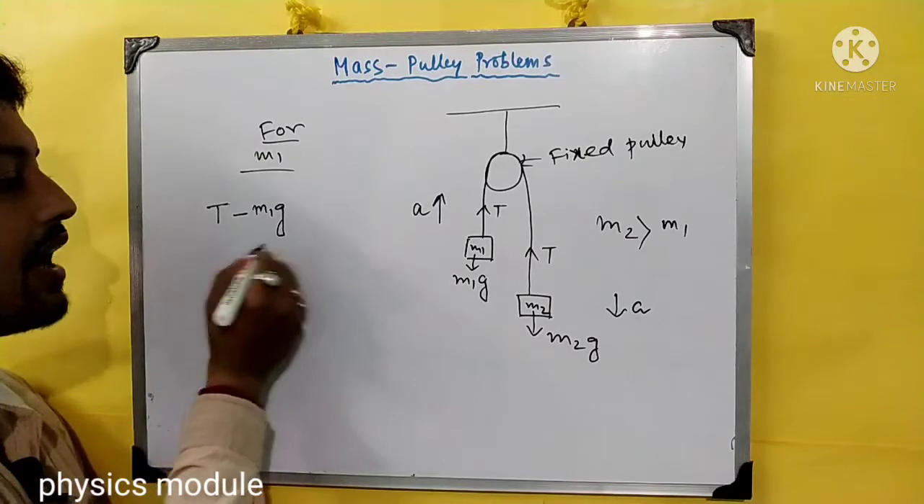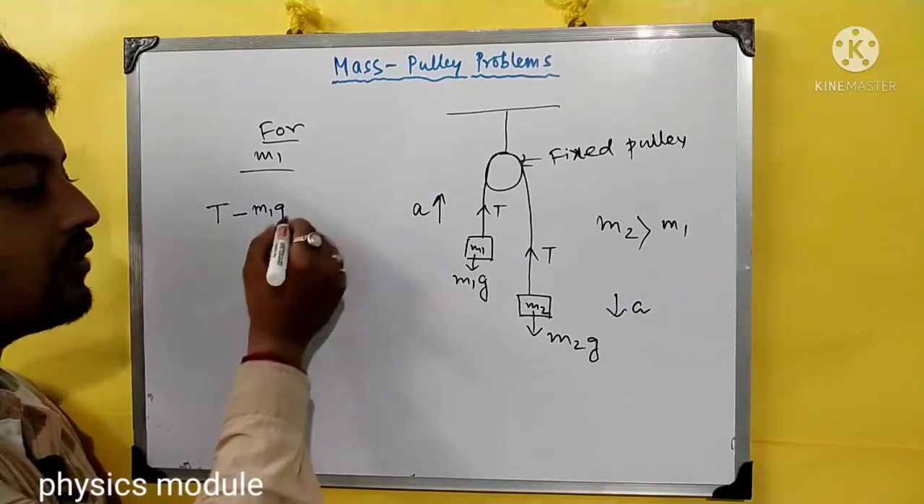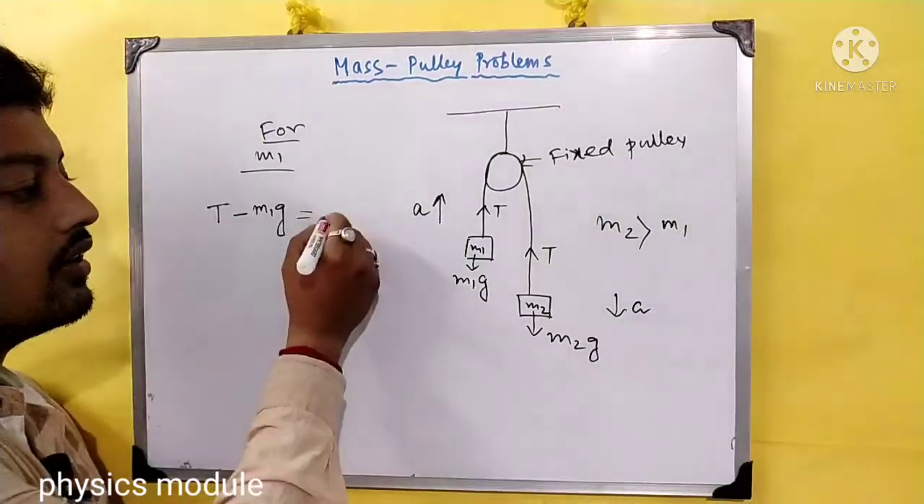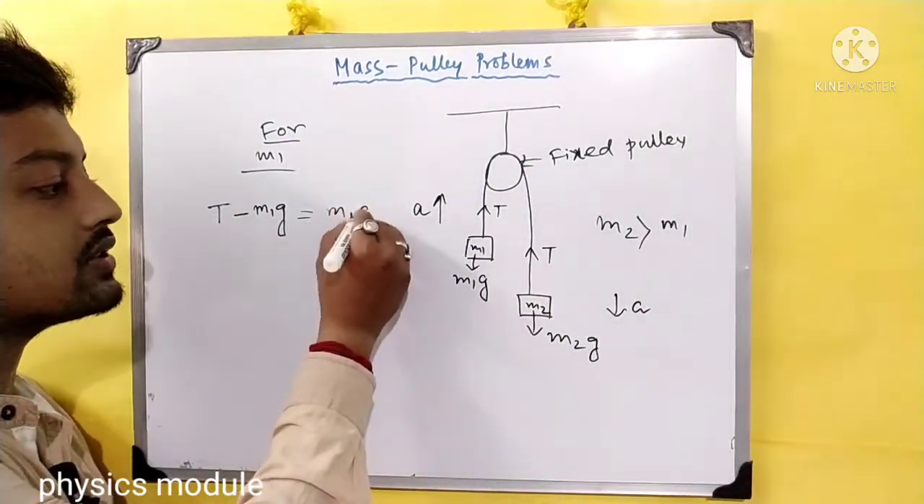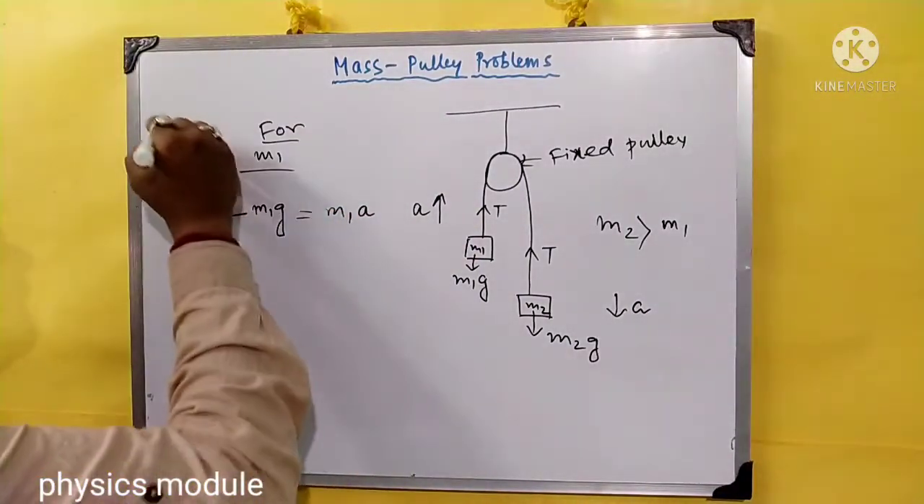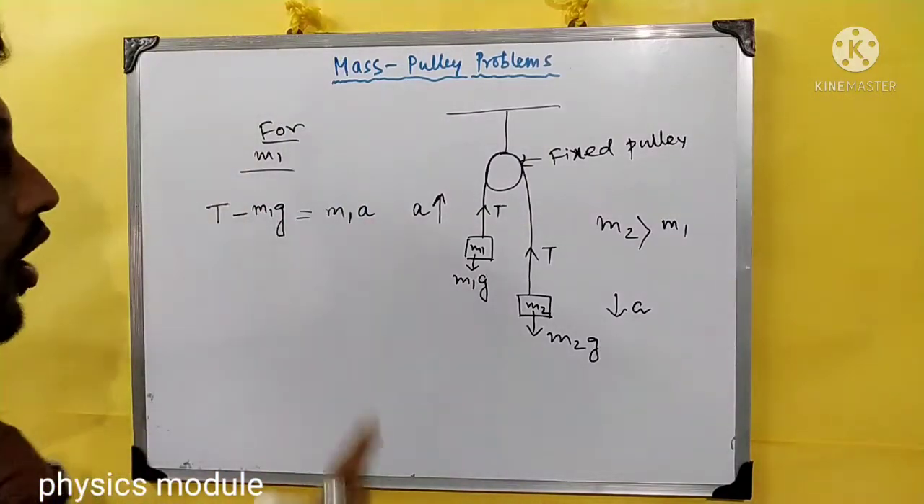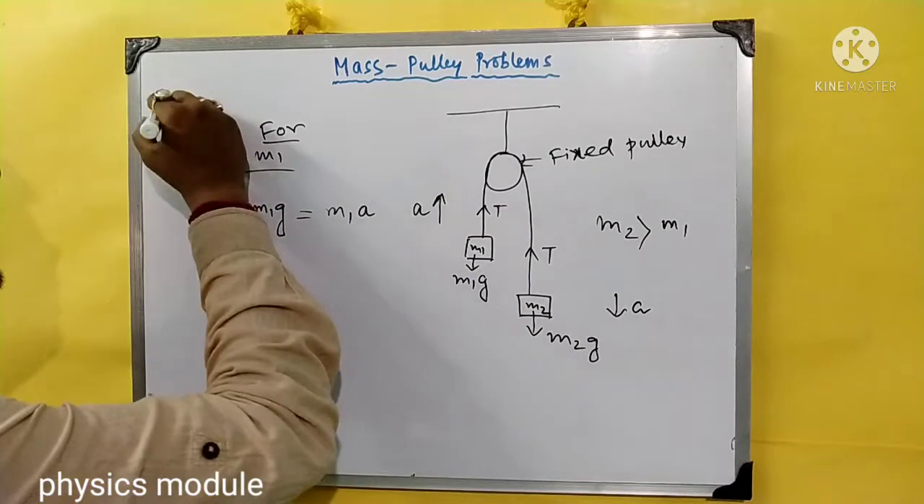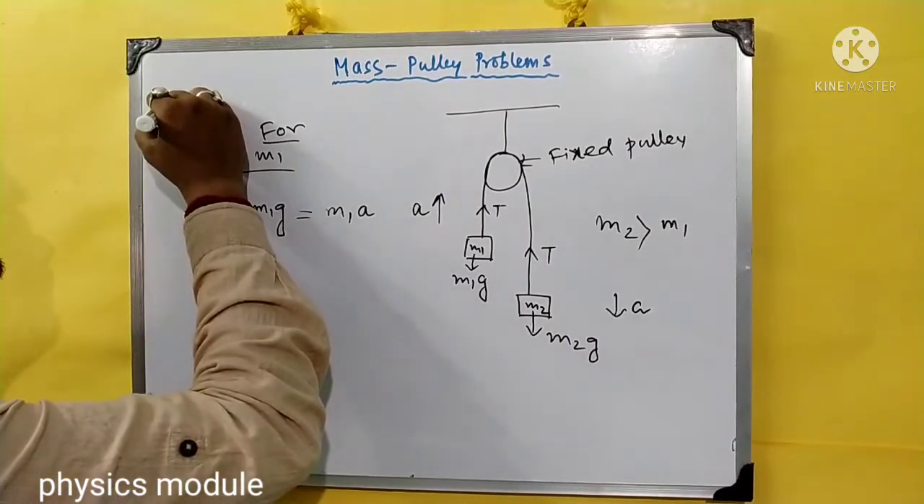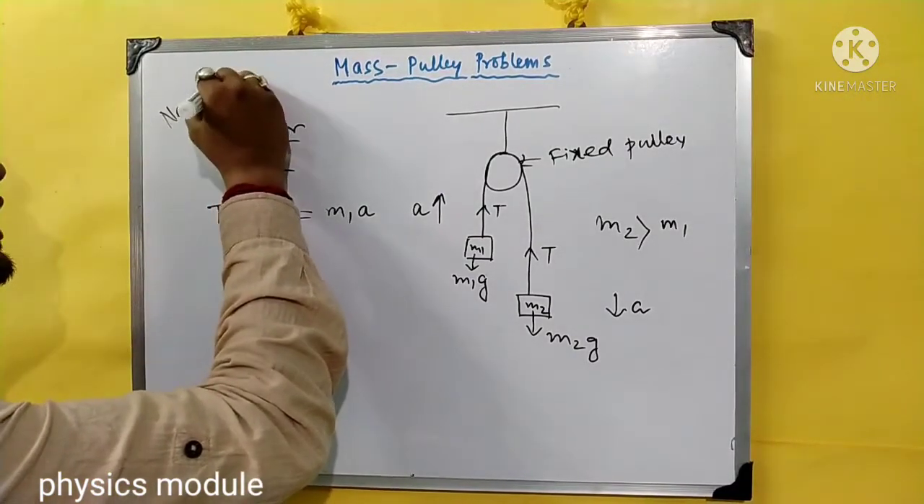and this is the amount of effective force. You have to equate it to the product of mass and acceleration according to Newton's second law. All these things, let me remind you, all these problems of mass pulley system will be solved taking into consideration Newton's second law.